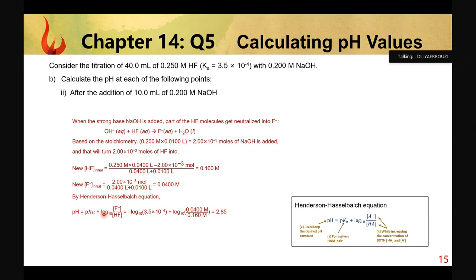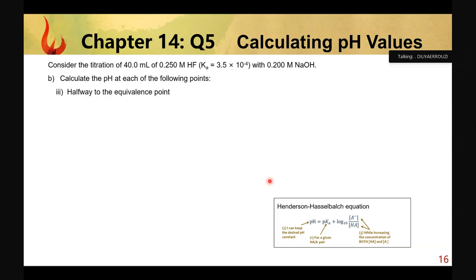So pKa plus log10 of fluoride ion divided by hydrogen fluoride. So we know the pKa, which is this. Then the fluoride ion concentration, the hydrogen fluoride concentration. Then we can calculate the pH of the solution.